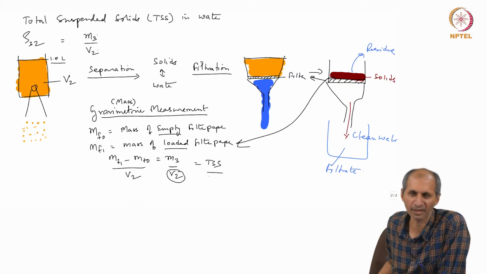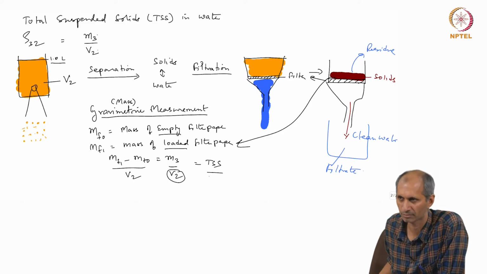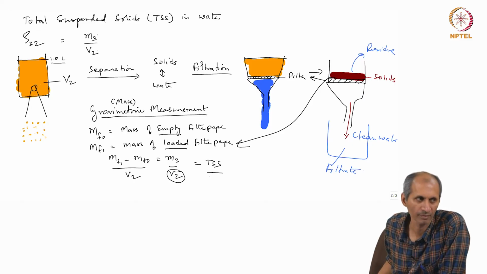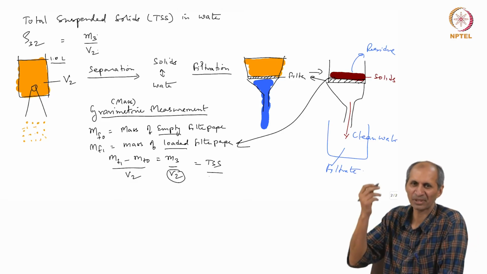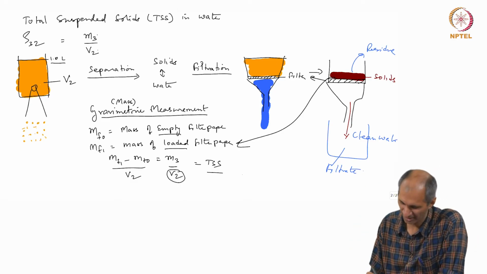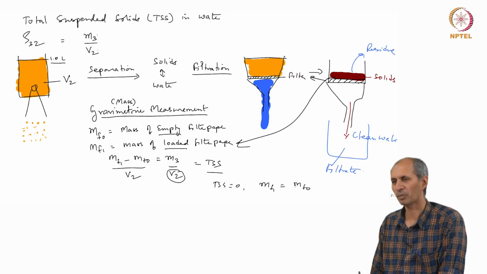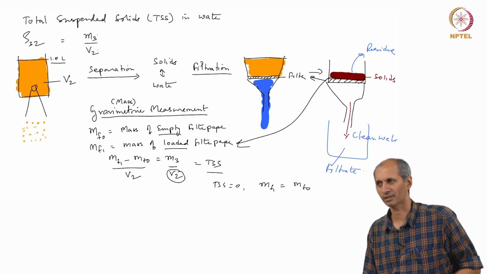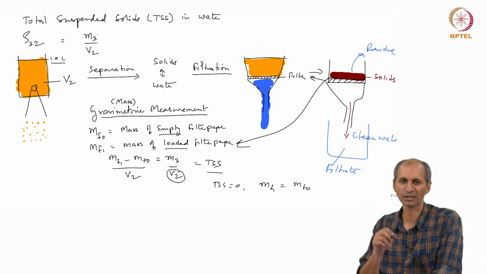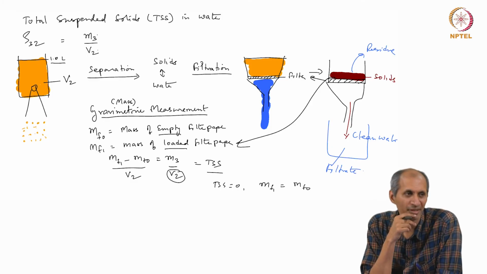Is it possible that I get a value of total suspended solids as 0? When? Based on experiment, when? So, TSS is 0 when MF1 is the same as MF0. But when this happens, can I say with 100% certainty that there are no solids in the water?